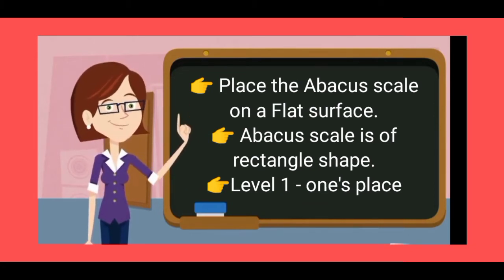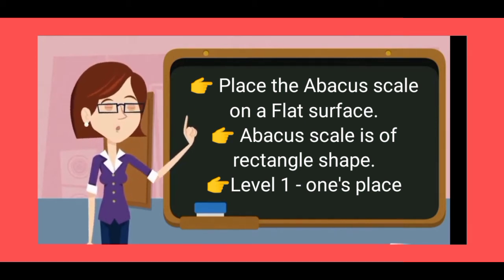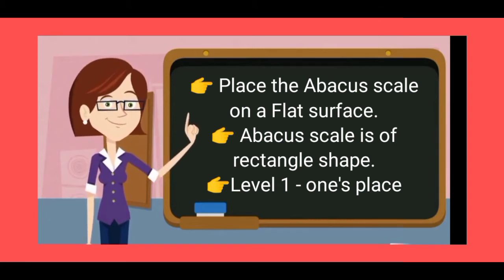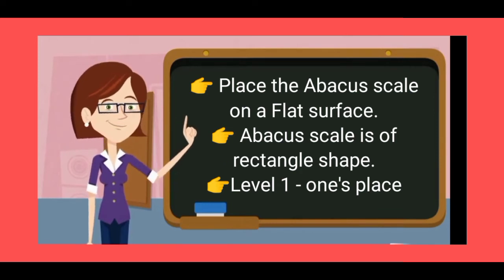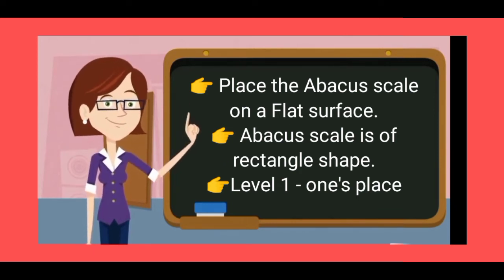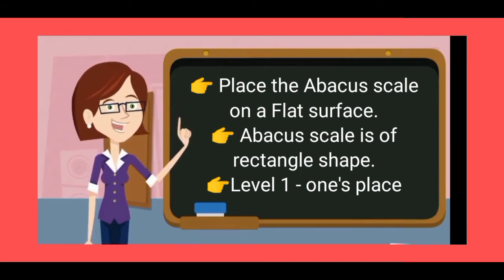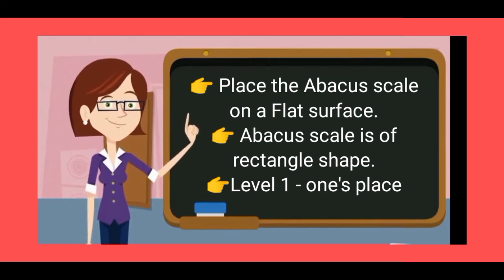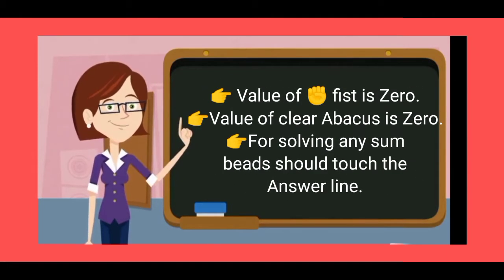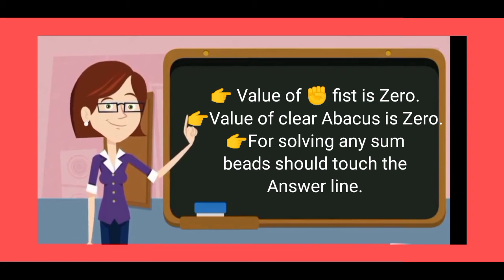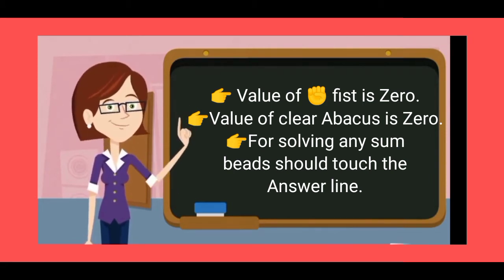Next, place the abacus scale on a flat surface. Abacus scale is of rectangle shape. In this level you are doing level 1, so it is of ones place. So from 0 to 9 is your calculation. So you have to calculate based on 0 to 9. That can be addition or subtraction. Next, value of fist is what? 0. Value of clear abacus is 0.